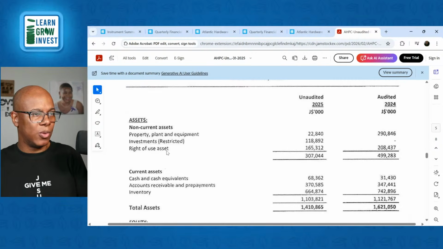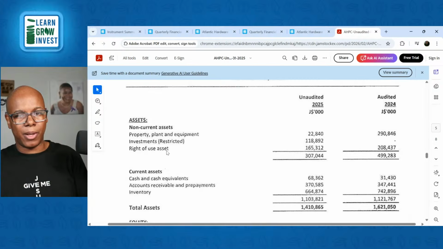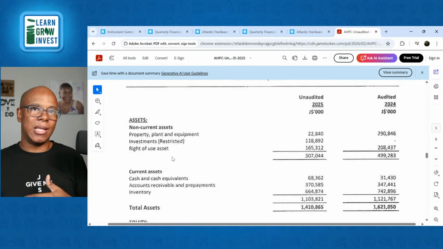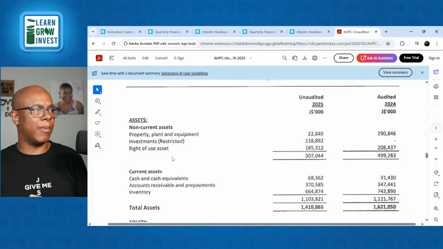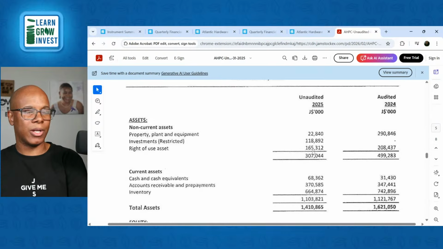And then right of use assets, of course, again, I'm going to try and keep it simple here, but it's listed as a non-current asset. I'm going to define some of these terms that may be needing a little bit more definition, but for now, just understand that it's listed as a non-current asset and it's valued at 165 million.